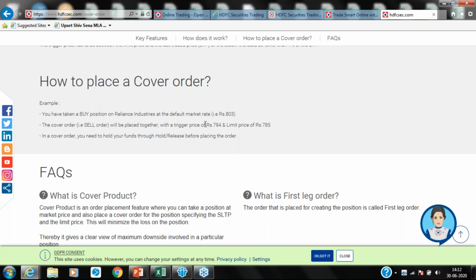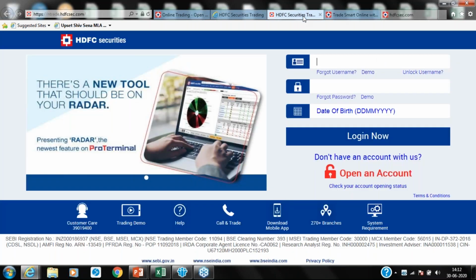Okay, now we will try to show you a live example of how you can place an order from our website. So first of all, you have to log into our website, hdfcsec.com, and this order can also be placed from our mobile application or from ProTerminal.